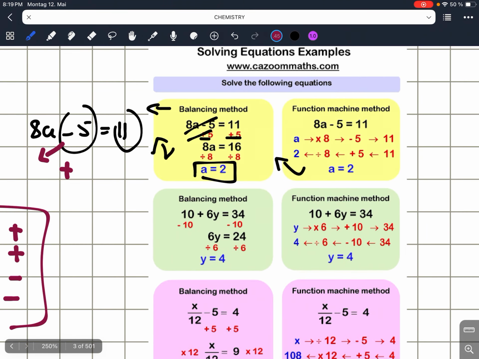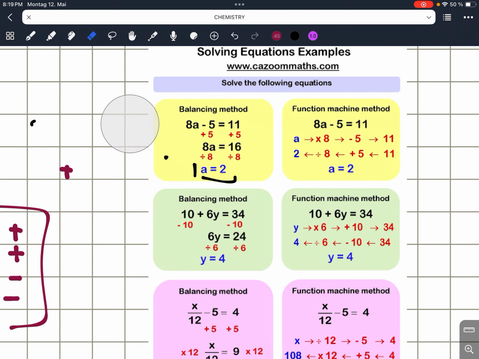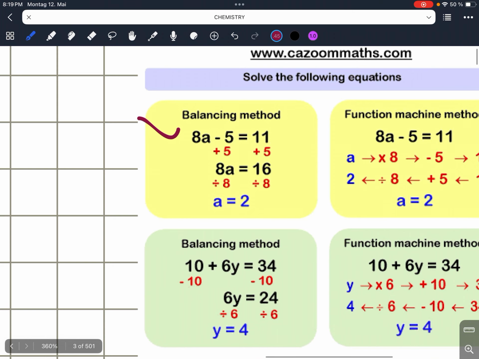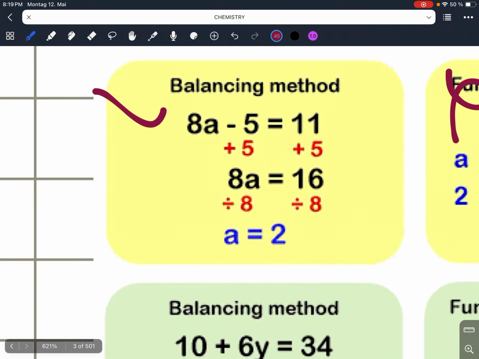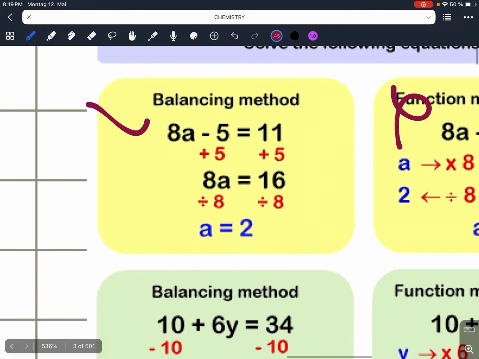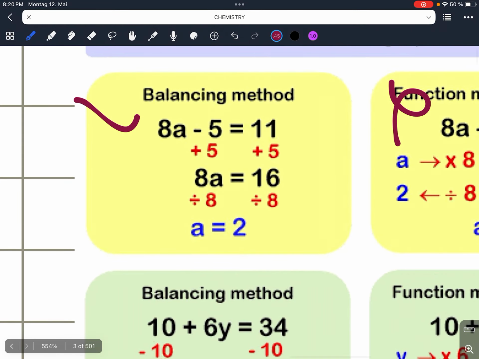But this worksheet actually holds some more examples that will be very easy to understand, right? So without any further ado, let's start. The first example is very easy. It shows a balancing method, and then a function machine method, which just explains it in more detail, which is not required for us, right? So we're just going to focus on this.